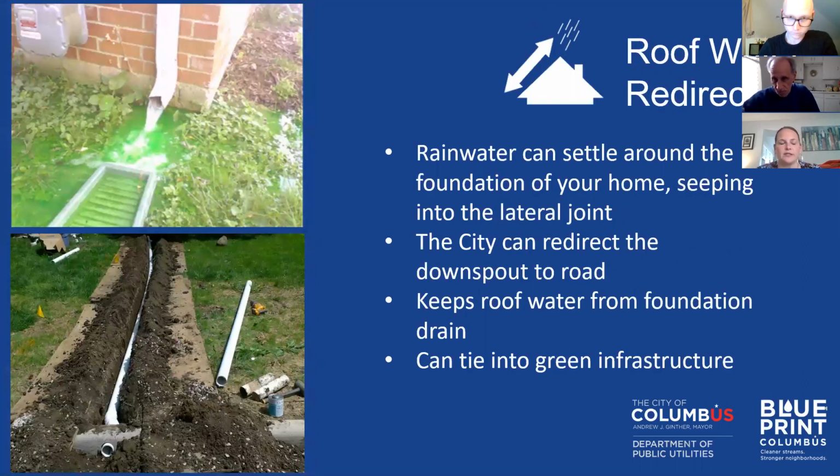Roof water redirection is how we're going to get that water that falls on your roof out to the street. So in the top picture here, you can see a lot of people's downspouts splash on a splash pad right near their foundation, and that can allow rainwater to pool around the house's foundation, seeping into the basement, into the floor drain, the foundation drain, or the lateral joint, which we don't want. So roof water redirection, part of our project, routes all those downspouts out to the street so that they can't have the water seeping in at that point.